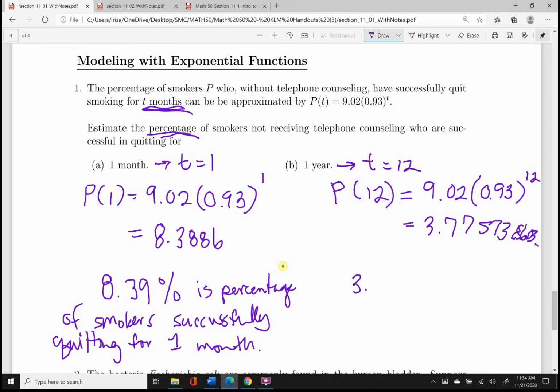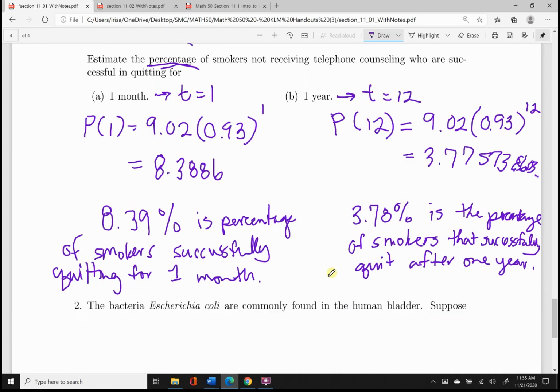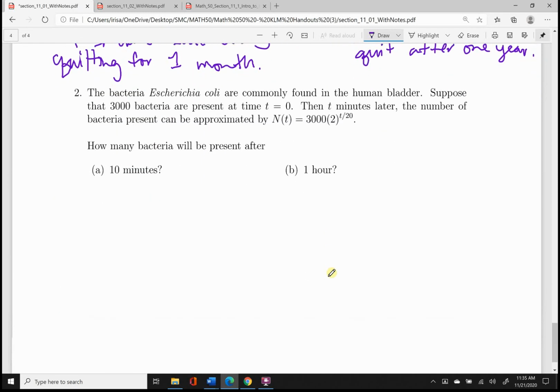part B, we have 3.78% is the percentage of smokers that successfully quit after 1 year. Okay, so again, be very careful with your process here.